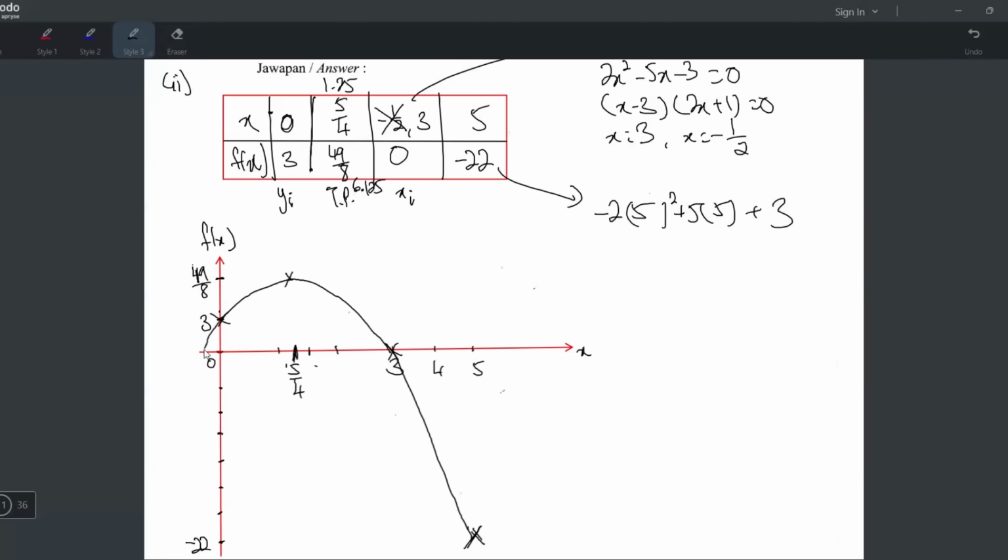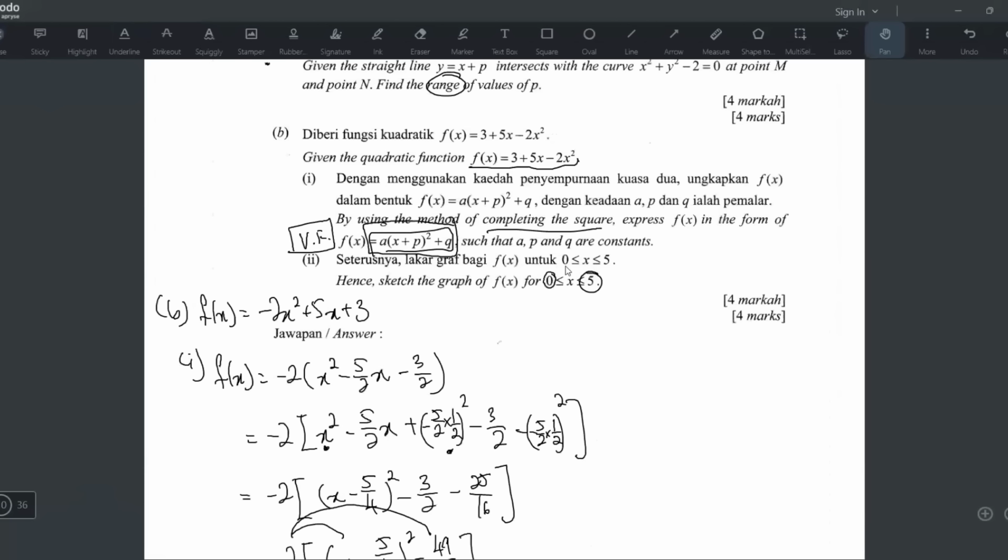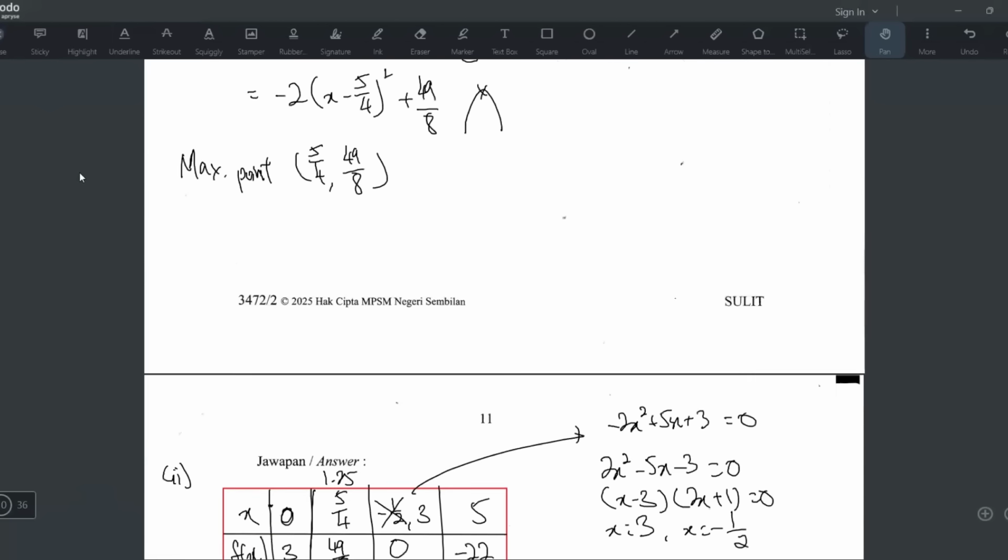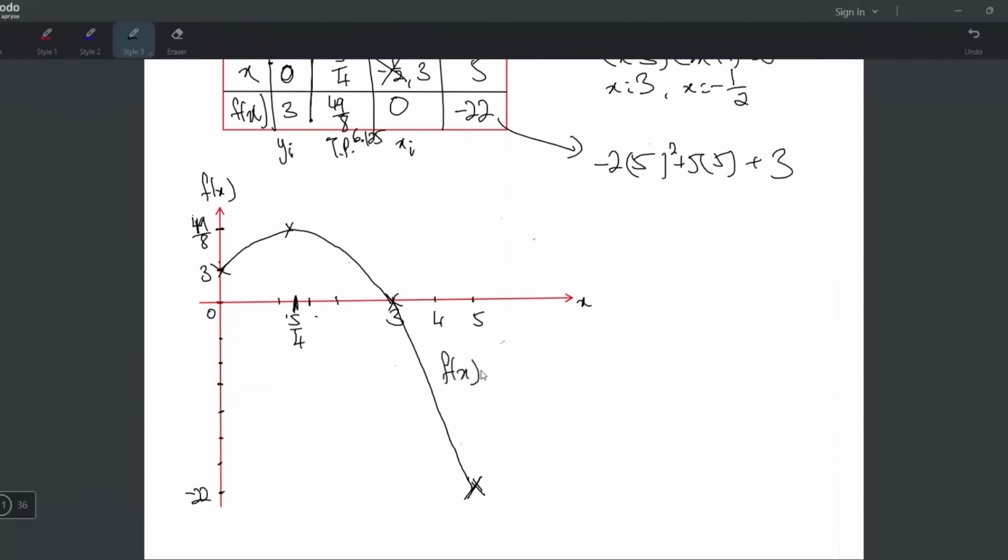Okay, actually there is one more x-intercept. If you extend it, it's -1/2, right? But why I crossed it out just now is because, as I told you already, they said they want to draw from 0 until 5 only. So that's the answer. The only thing left is to write the equation: f(x) equals -2x squared plus 5x plus 3. I recommend labeling the turning point 5/4, 49/8. The rest of the points, if not labeled, it's okay. Just this point, I recommend labeling as the turning point. So this is the maximum point. And the axis of symmetry is here: x equals 5/4. So that's it. Let's continue.